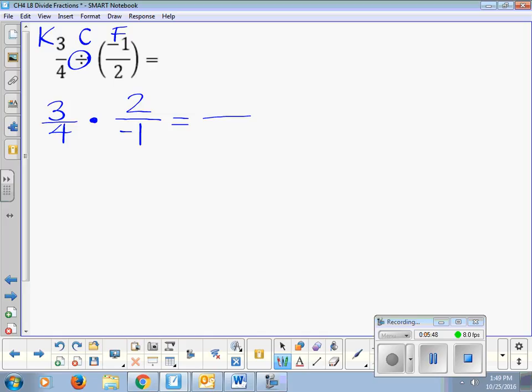And I multiply my numerators. 3 times 2 is 6. 4 times -1 is -4. So I know I have a negative number, but this can be simplified. How many times can 4 go into 6? 1. And how many are left over? 2, which becomes our new numerator, over 4. Can we simplify this further? Yes, by dividing by 2, so we get -1 1/2.